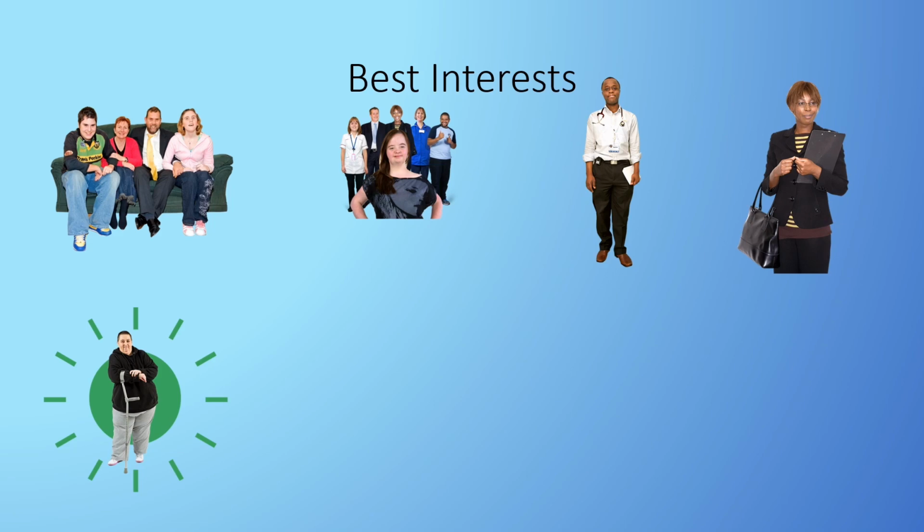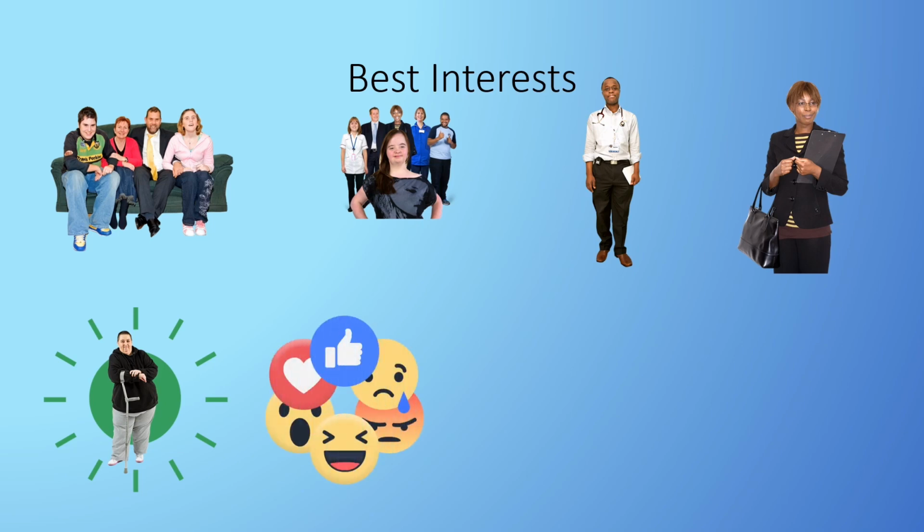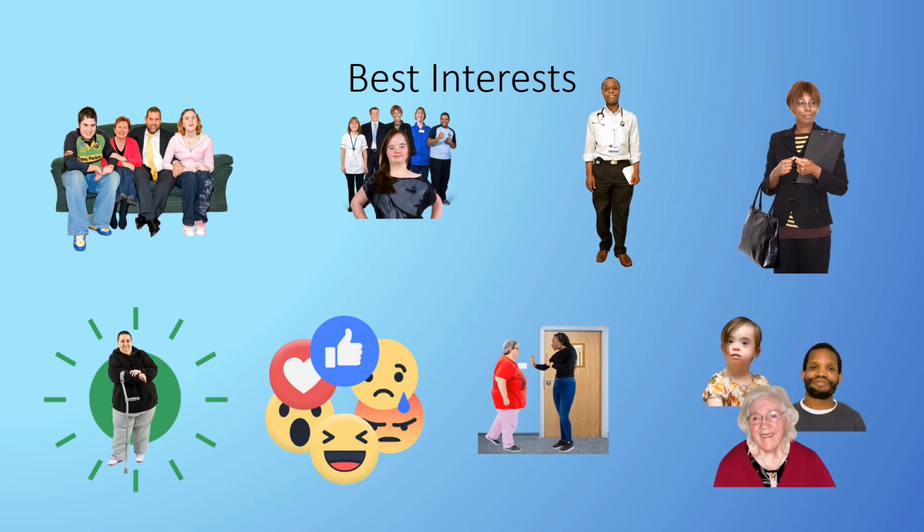There are lots of things to consider when making a best interest decision, and the Mental Capacity Act sets out a checklist for this. The checklist includes involving the person as much as possible, understanding their wishes and feelings, thinking about least restrictive options, considering all the relevant information, and not to make assumptions based on things such as age, gender, appearance, or behaviour.